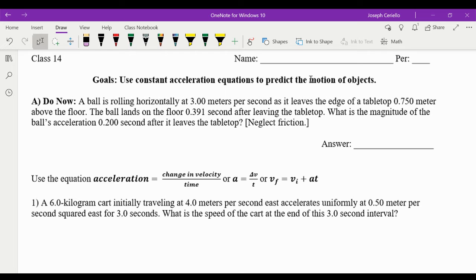Neglect friction. Now you should realize that 0.2 seconds after it leaves the tabletop is before it hits the floor. So this ball is in midair. So the question is basically asking what's the magnitude of the ball's acceleration when it's in the air. And you know that any object on Earth that's relatively close to the Earth's surface and is in the air has an acceleration of exactly 9.8 meters per second squared. Doesn't matter if the ball is going sideways, up, down, left, right, whatever. If it's in the air and it's only under the influence of gravity, like no other friction or anything touching it, that's its acceleration, 9.8 meters per second squared downward.